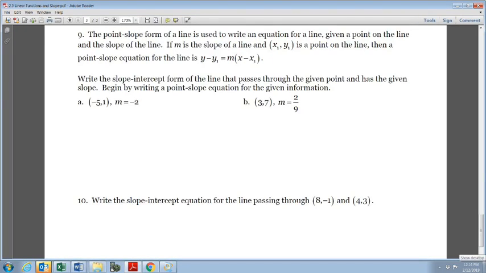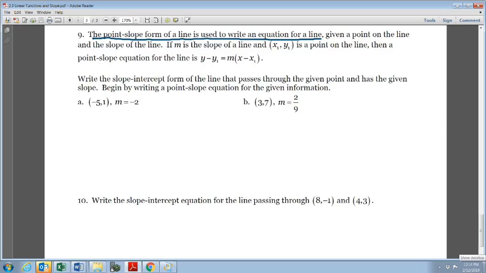Alright, in this recording I will finish the 2.3 lesson, a review of linear equations. It says here the point-slope form of a line is, so let's see, first of all, that is the point-slope form, and it's used to write an equation for a line. That's the thing you want to remember about the point-slope form. It's used to write equations.